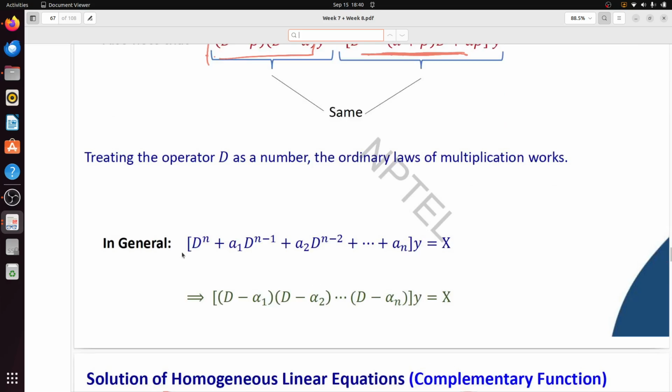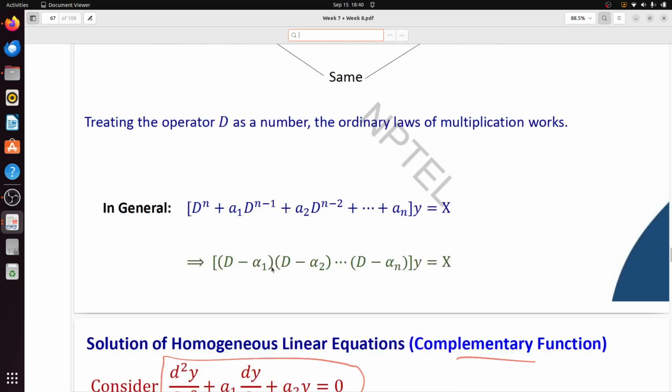So consider D^n y plus a1 D^(n-1) y plus a2 D^(n-2) y and so on plus a_n y equal to x. This you can write as (D minus alpha 1)(D minus alpha 2) and so on (D minus alpha n) y operating upon this x. So this can always be written like this. And these alpha 1, alpha 2, alpha n, how can you determine them? Just by factoring the above operator. We will treat this operator only like a number.